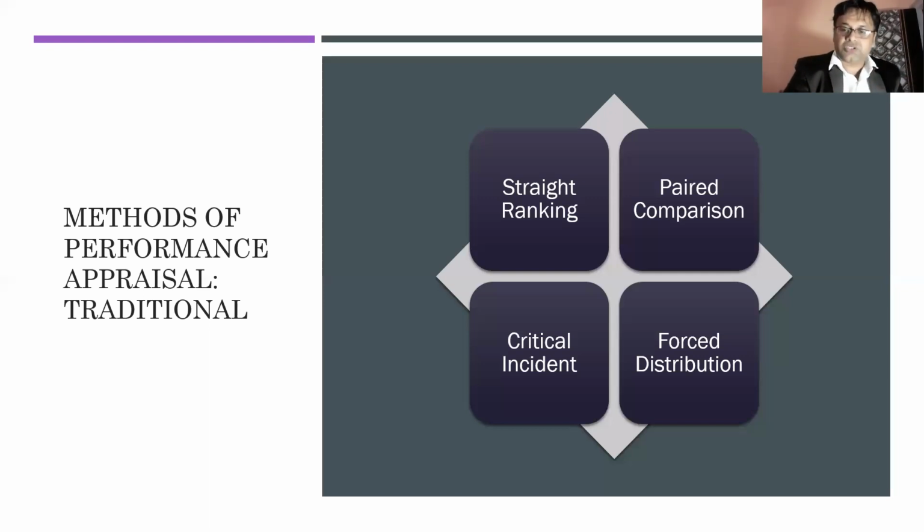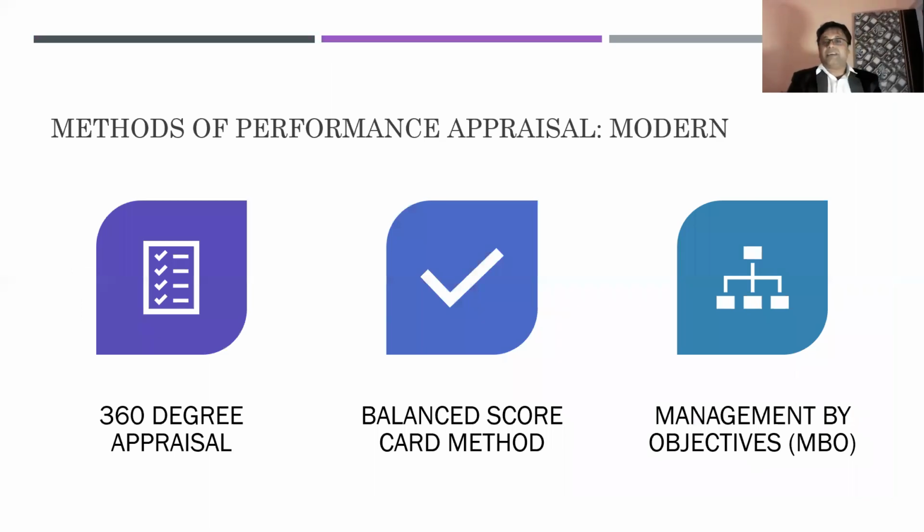So these are the traditional methods. Next, let us discuss some modern methods. Again, there are a lot of modern methods available, so we will be discussing 3. Number 1, 360-degree appraisal. As the term indicates, in 360-degree appraisal, we need to identify, for an individual employee, the persons who are directly or indirectly affected by this person. So all those persons are going to evaluate this person, right? So that is called 360-degree appraisal.